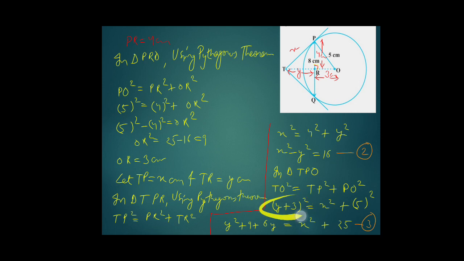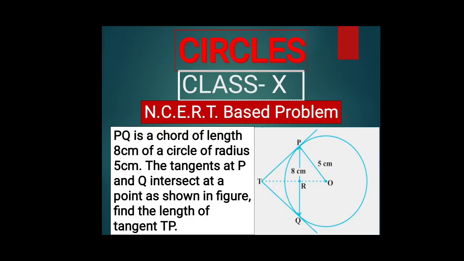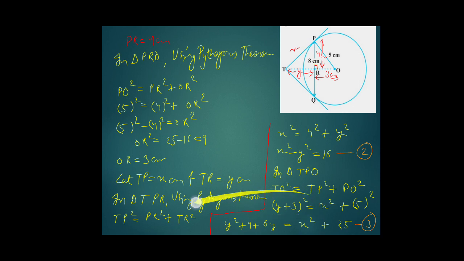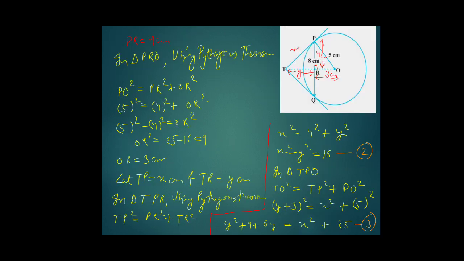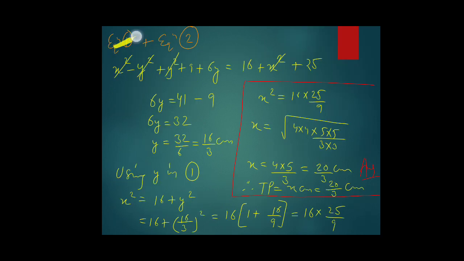Just open this square as (y plus 3) square, that is y square plus 9 plus 6y, using a square plus b square plus 2ab. When we get these two equations, we can solve them. I have just added these two equations, 2 and 3. Please note this is not 1, this is 3. So when you add equations 2 and 3, the LHS will be added and the RHS will also be added. While you add them, x square cancels and y square cancels.